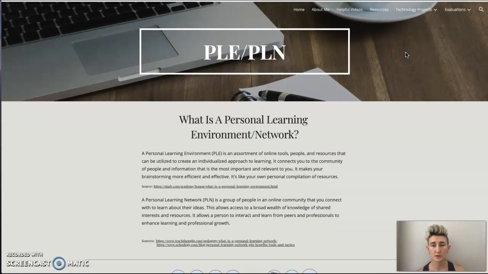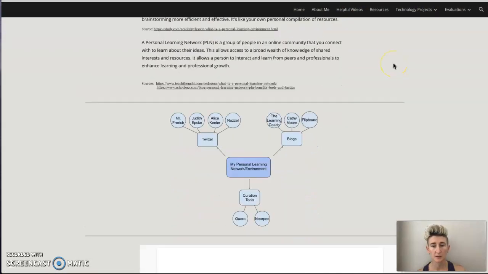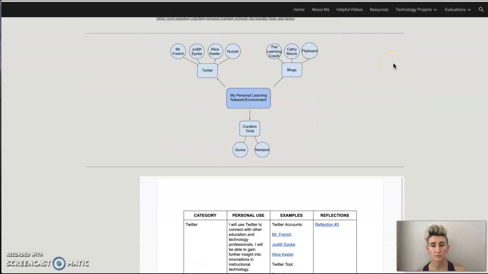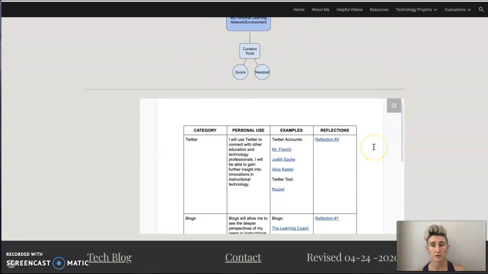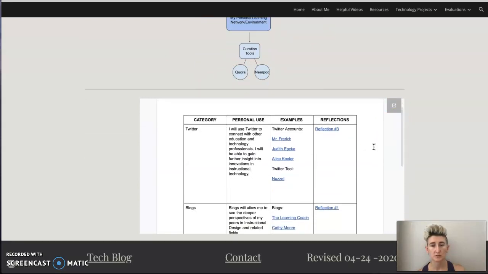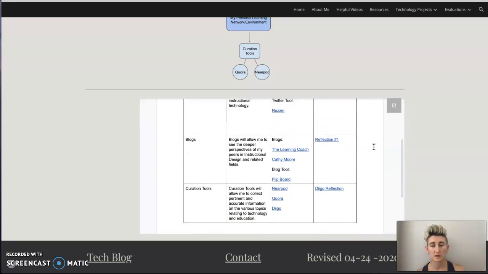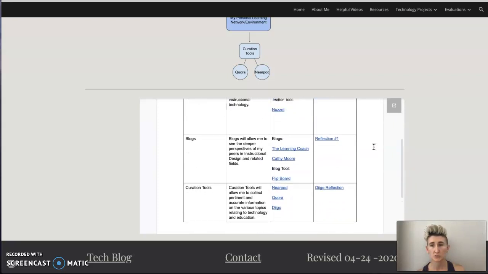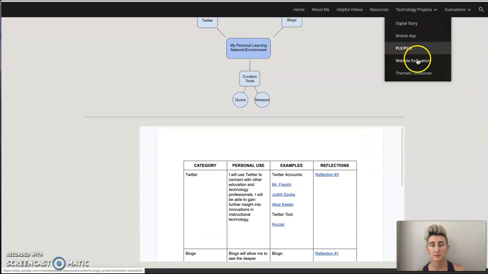And one of the first things we did was our personal learning environment and our personal learning network, where I created my diagram. And of course, the Google Doc going through all our different reflections. We created our Twitter account, created our blog, and learned about curation tools. That was a lot of fun.